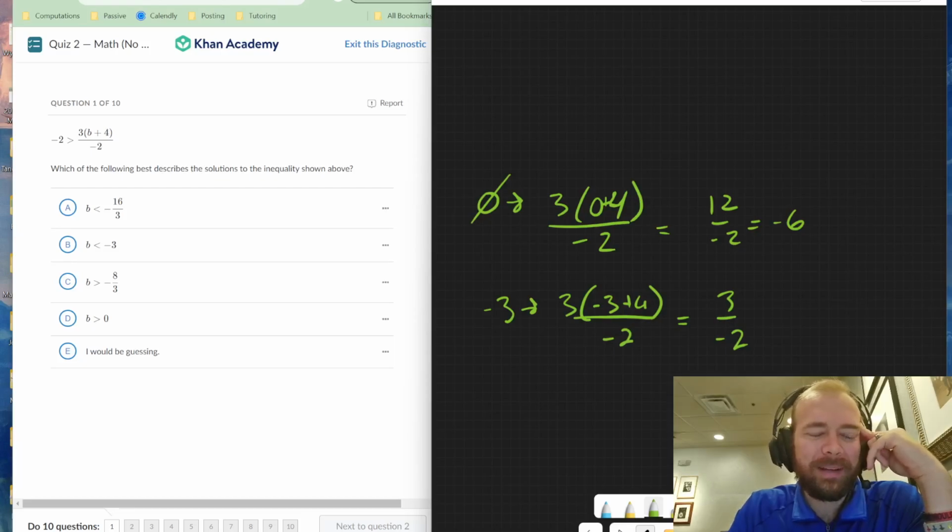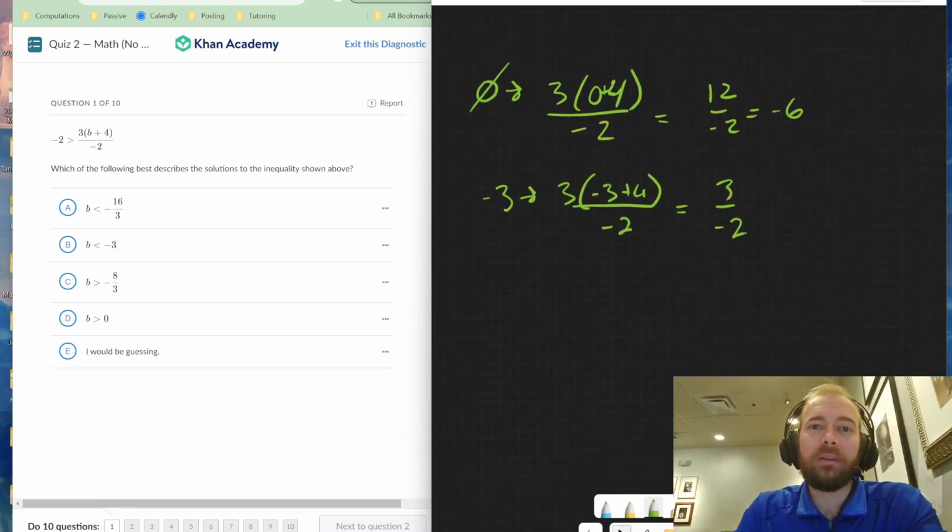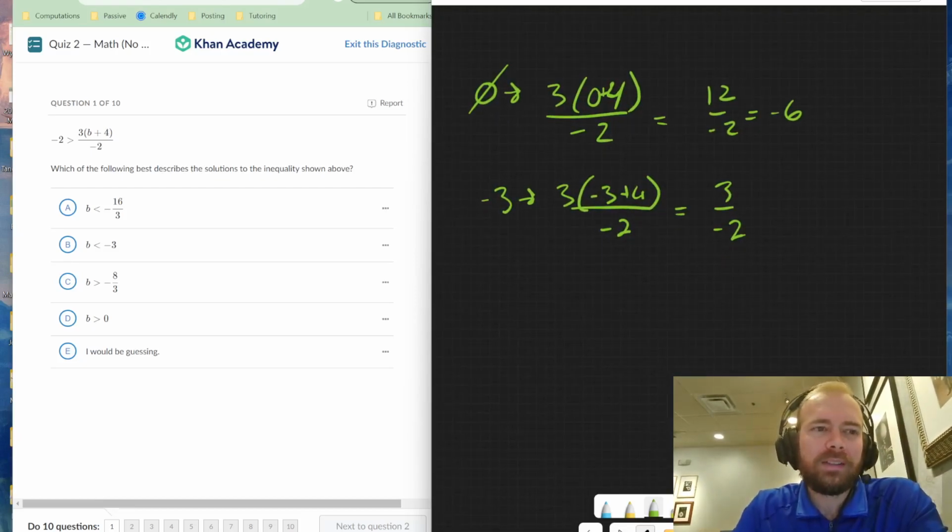So it is probably going to be either A or C. We could still plug those in, and if you're comfortable with fractions, you could do it that way. But if not, then what you would do is just straight up solve it, just like you would normally do. And that's what we'll do now.